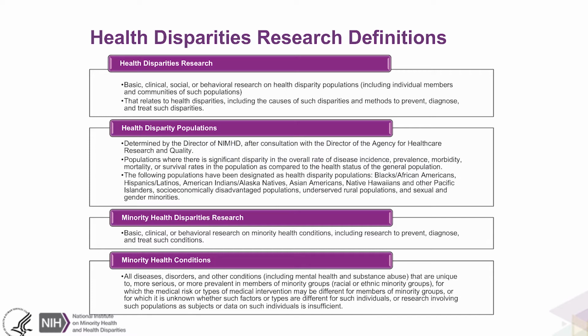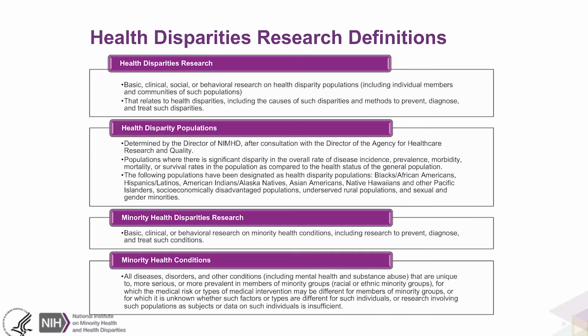The populations are defined by law under the direction and determined by the director of NIMHD after consultation with the director of the Agency for Healthcare Research and Quality. And these are populations where there is a significant disparity in the overall rate of disease incidence, prevalence, morbidity, mortality, or survival rates in the population as compared to the health status of the general population. Please be aware that the health disparity populations are legally defined and cannot be changed at the whim of an investigator.